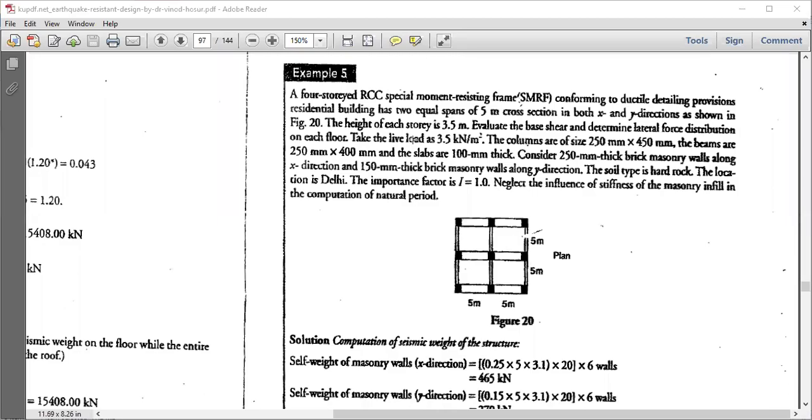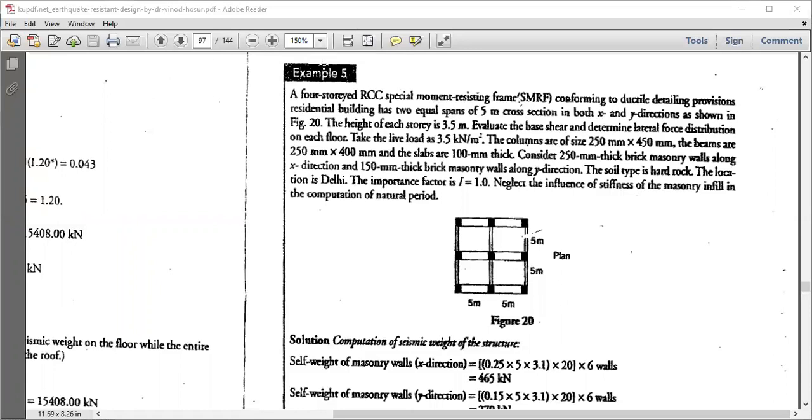Hello all, here we are with one more example on equivalent static method. The procedure for equivalent static method is the same, wherein based on the various criteria you will be picking up the Z value, I value, R value using the formula for design seismic coefficient Ah, that is ZI by 2R into Sa by g. We will calculate Ah, then multiply that Ah with the W, you get the base shear. The procedure is the same and all the data is available in the code book. The formulas are also available in the codebook.